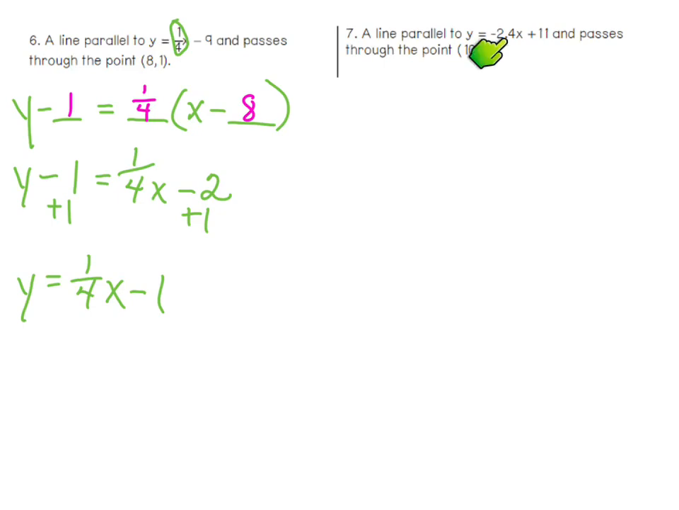Okay. Question number 7. A line parallel to this line right here passes through this point. This is the line that we're going to use just to grab the slope from. And the slope is 2.4.